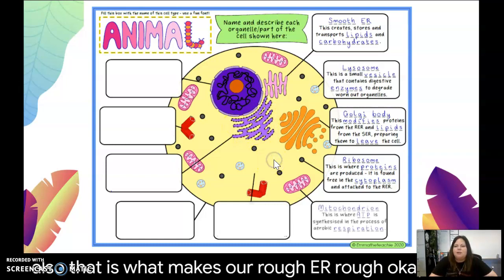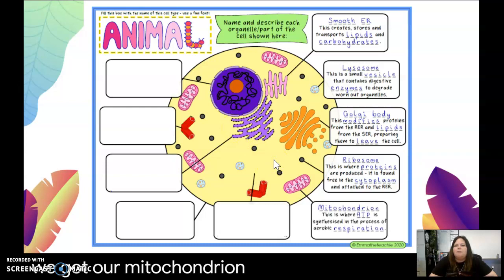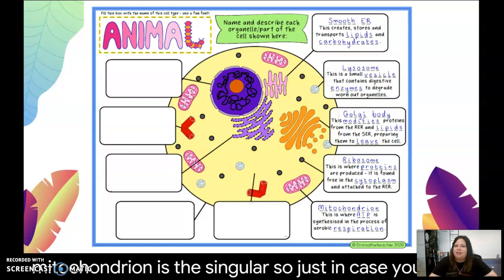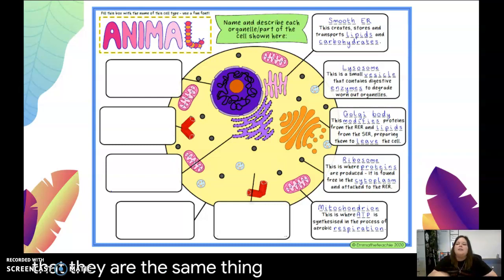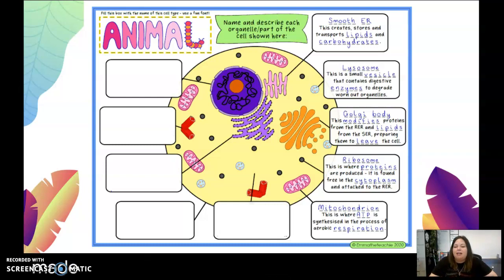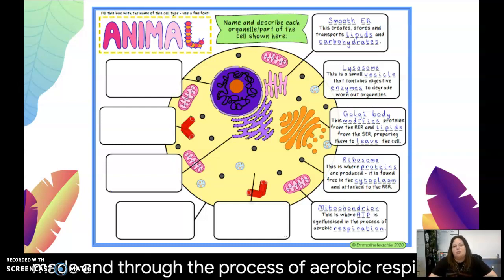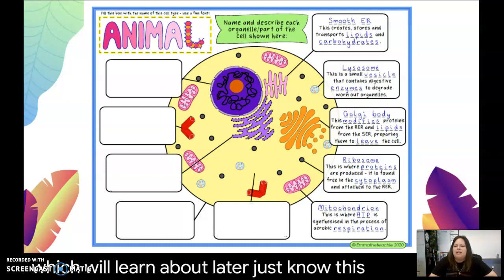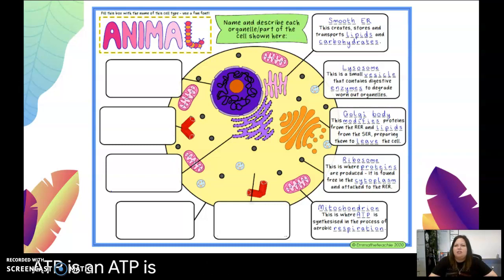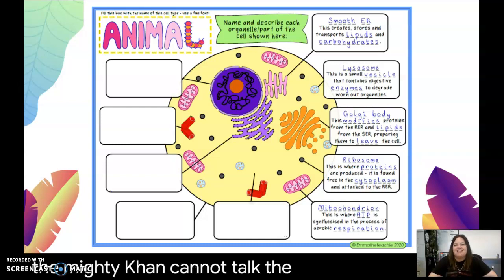Okay, next we got our mitochondrion. Mitochondria is the plural, mitochondrion is the singular, so just in case you see that, they are the same thing. This is where ATP is made, through the process of aerobic respiration, which we'll learn about later. Just know this is where ATP is, and ATP is energy. So you probably already know the mitochondria is the powerhouse of the cell.